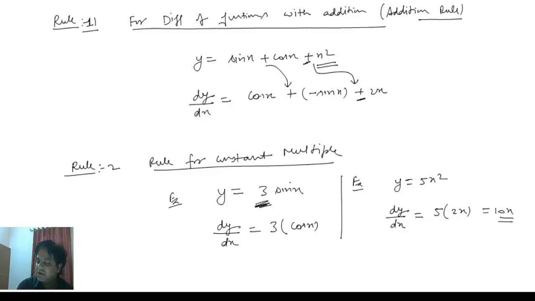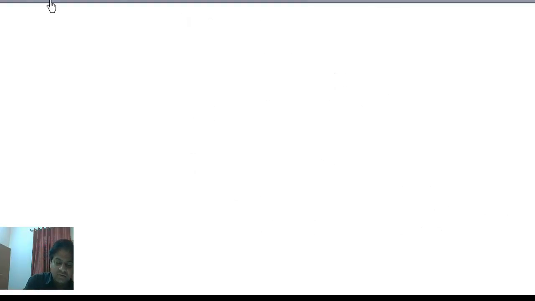So what I did here, I just kept this 5 constant as it is, right? So these are the two rules: one used for addition of various terms involving x, and the other where some constant is multiplied with some function of x. Now, for rule 3, we see that rule 3 is called the multiplication rule.